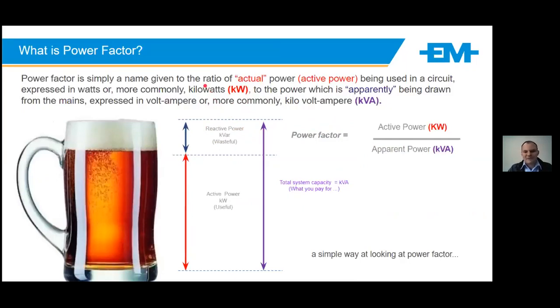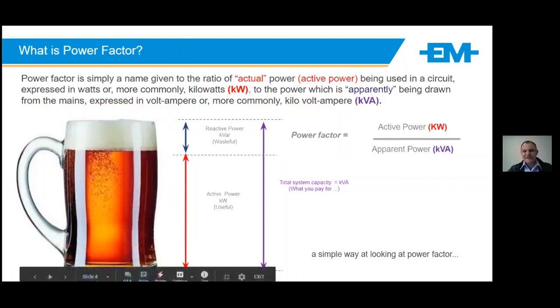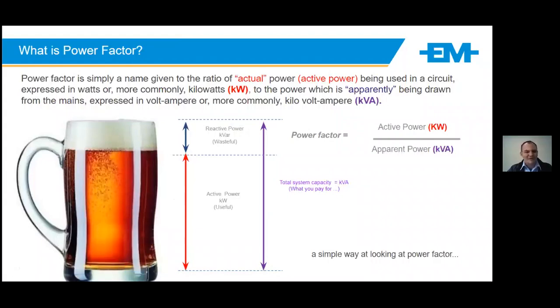Something quite a couple of us missed during lockdown in certain countries was access to beer. So we would use the beer analogy for power factor. I think we all enjoy a beer at some stage, and we do realize that we have to pay for that whole glass of beer.